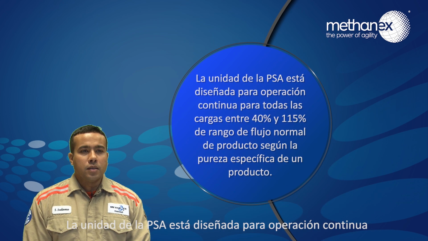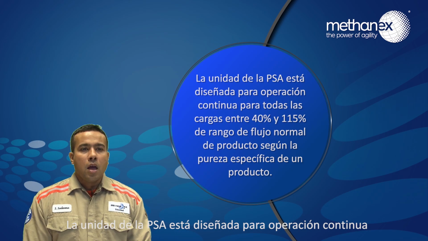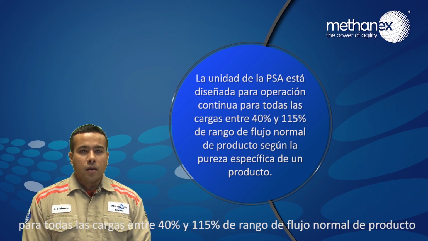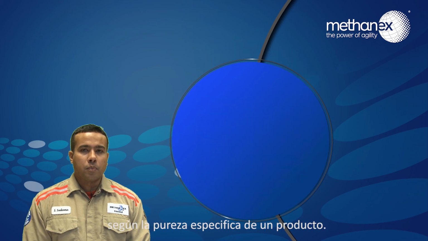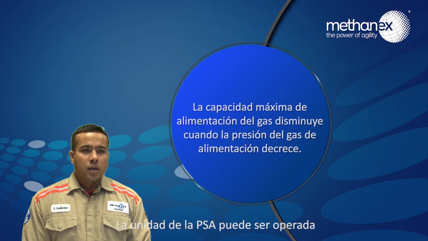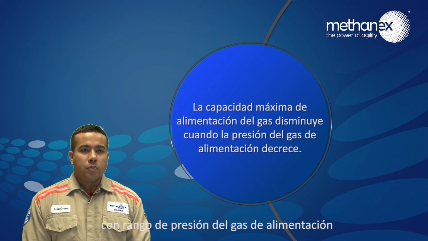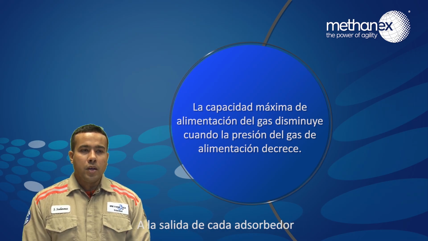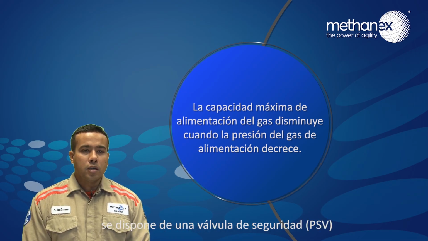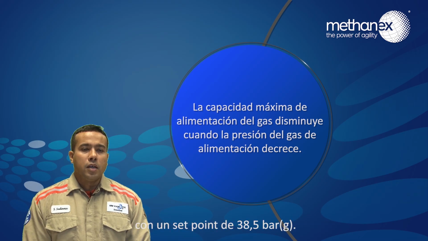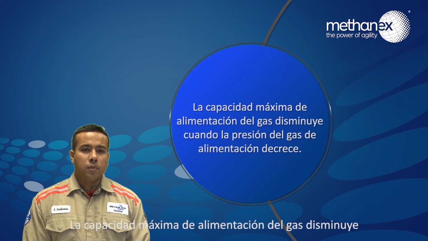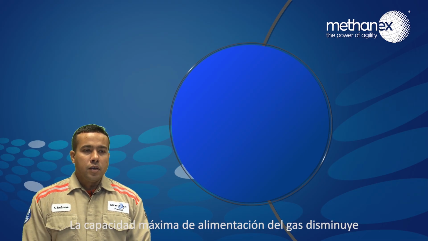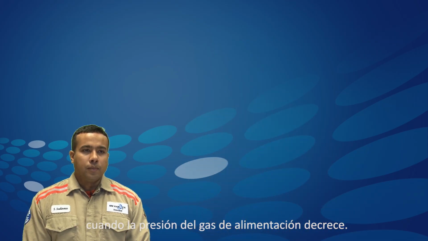The PSA unit is designed for continuous operation at all loads between 40% and 115% of normal product flow rate at specified product purity. The PSA unit can be operated with a feed gas pressure range from 26 bars to 35.2 bars. A PSV is provided on the outlet of each absorber with a set point of 38.5 bars. The maximum feed gas capacity decreases with decreasing feed gas pressure.